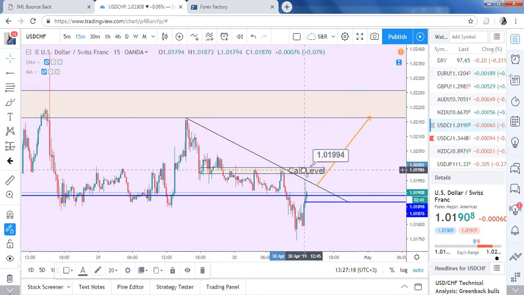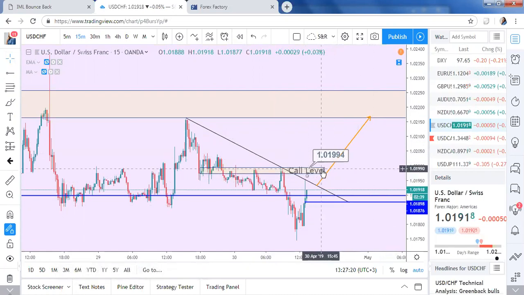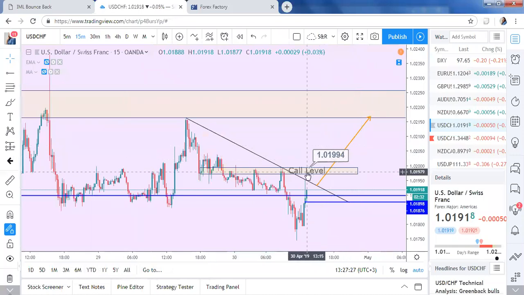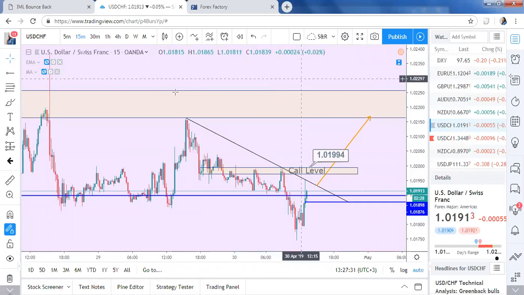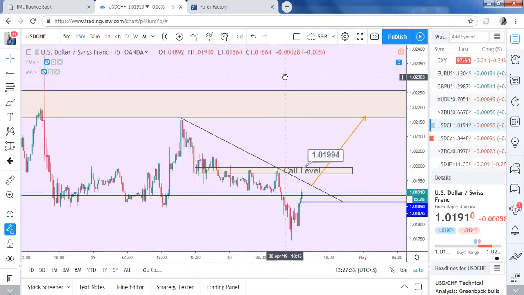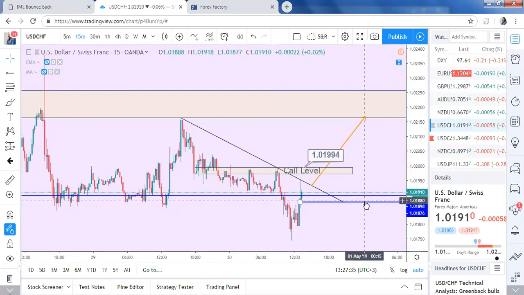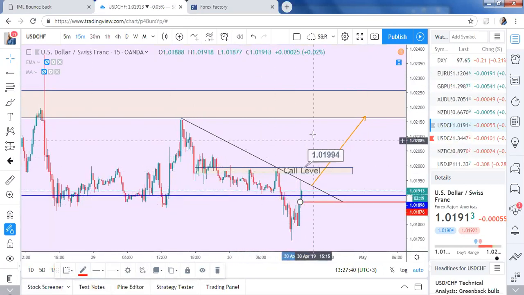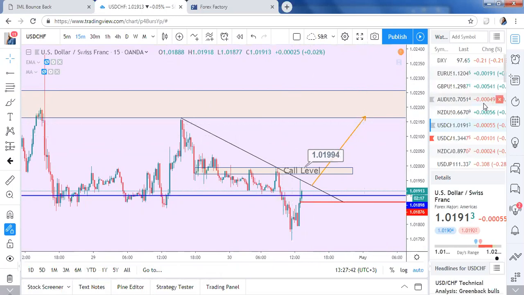So you know that this is the call level, that price point there. And you know your take profit point. Hopefully this helps you guys. This will be the stop loss, so I'm going to put it in red. Good. Let me just take that screenshot now. There we are.